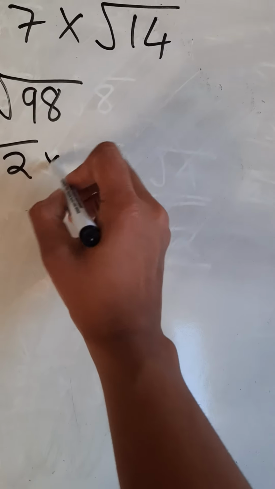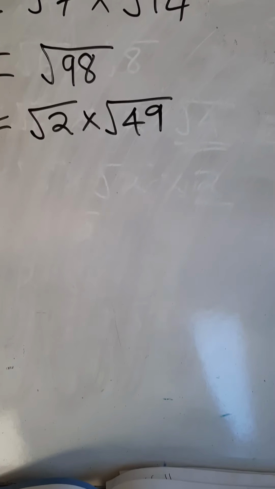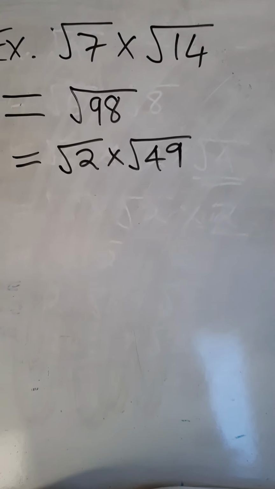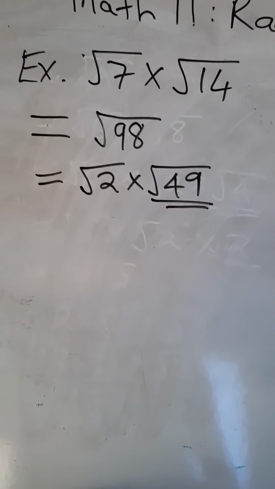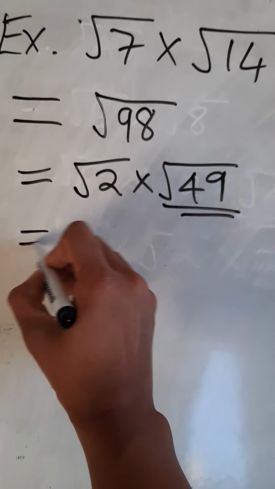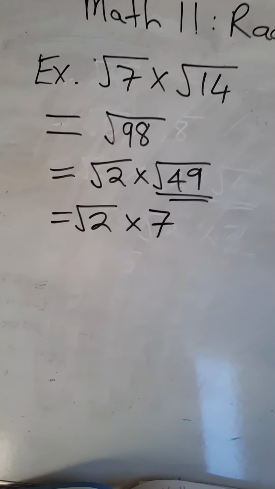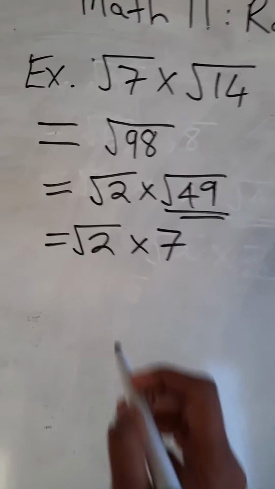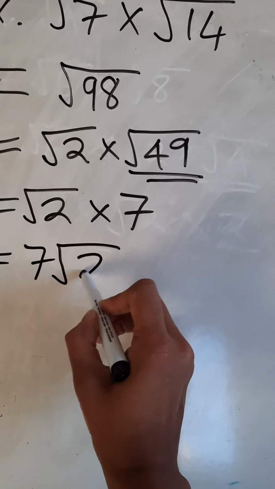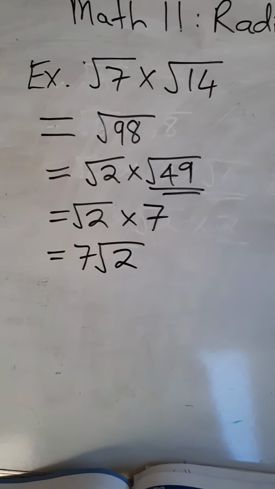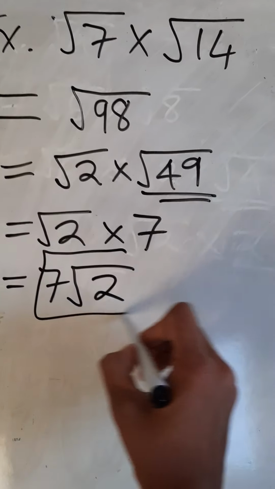Divide it by 2, so 2 times 49, which gives me 98. I know that I can take the square root of 49 right away. The square root of 49 is 7, so it's 7 times the square root of 2. Always put the number on the outside, and the radical should be on the inside. So 7 square root 2 is actually our final answer.